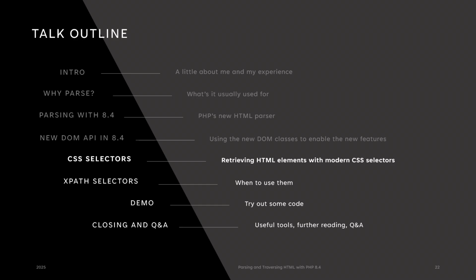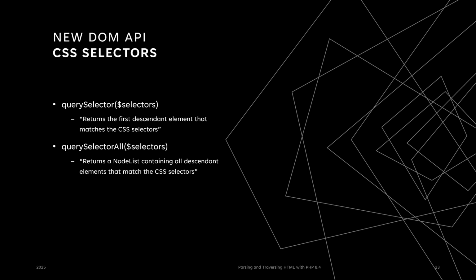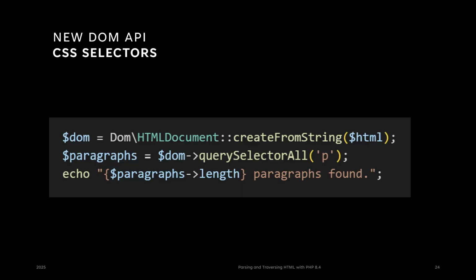Okay, CSS selectors. We have query selector, which returns the first matching element of whatever you give it. And we've got query selector all, which returns a node list. If anyone's done JavaScript with this stuff, it's the same idea. Here we're getting query selector all P, and you get paragraphs. This is essentially the same as get elements by tag name, but the P now can be any kind of CSS expression.